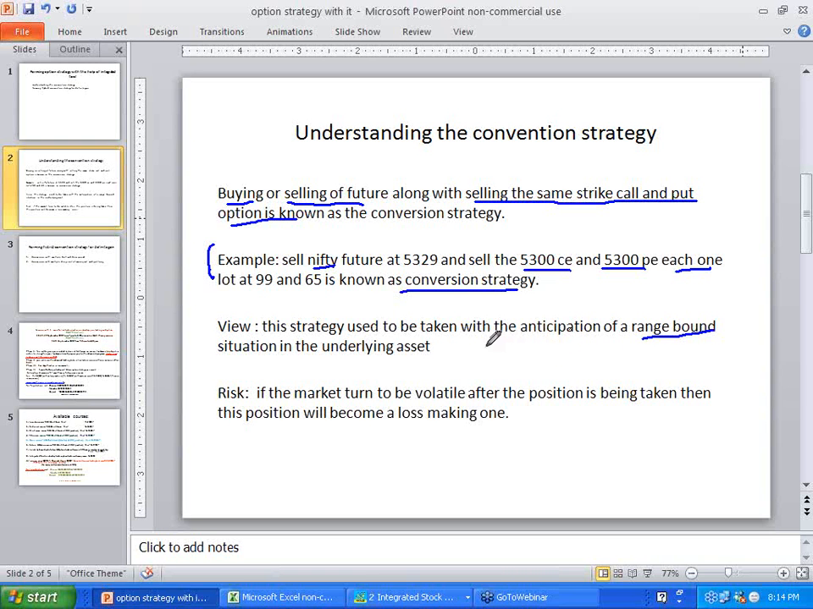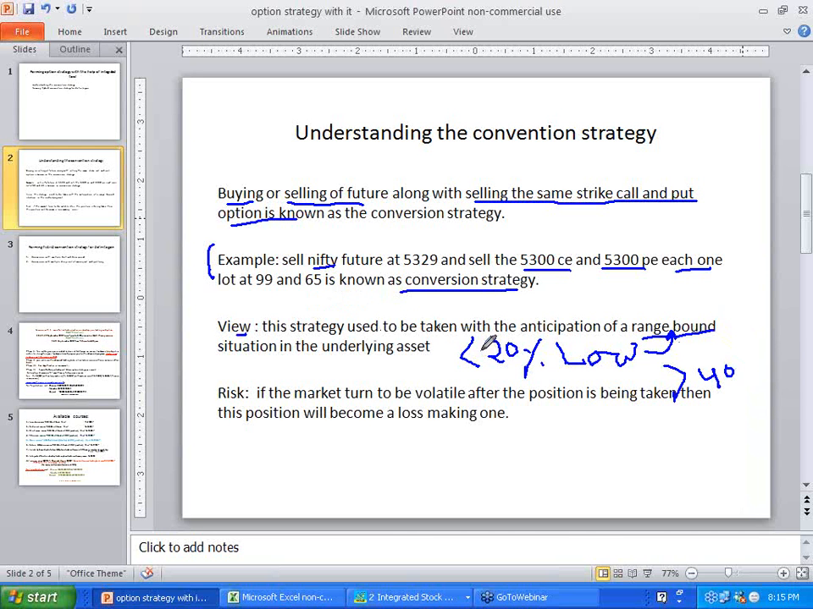Low volatile market means as long as Nifty's annual volatility is less than 20%, I will say that it is a low volatile market, and this corresponds to the range bound market. The moment it moves above 20% of the band, I can say that we have entered the medium volatile market. The moment it moves above 40% of the annual volatility band, I will say that we have entered the high volatility band. This is the view in which this strategy is taken.